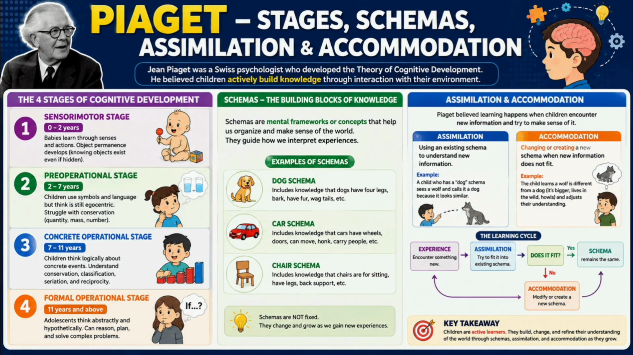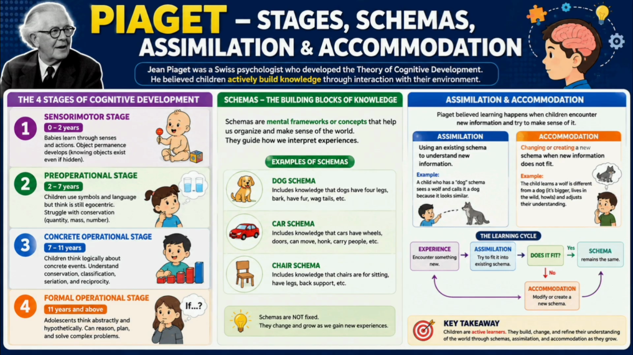For example, suppose a child develops a schema for a dog. The child's dog schema may include four legs, fur, tail, barking, running. Now, suppose the child sees another animal that looks similar to a dog. The child may initially think this is a dog. This is where assimilation becomes important.